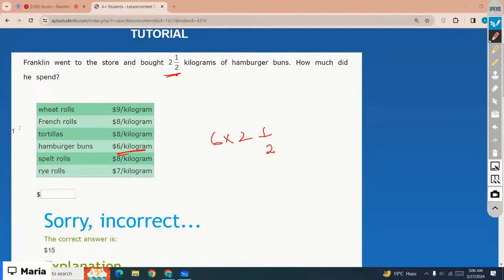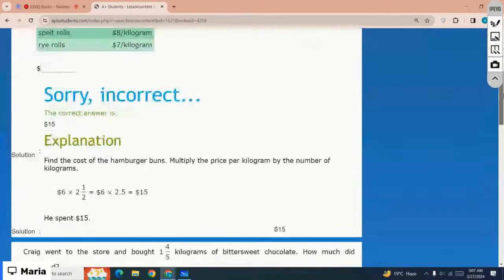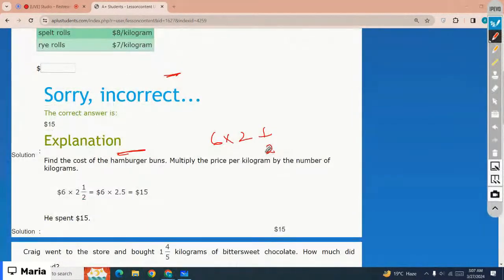So you have to convert 2 whole 1 by 2 to decimal form. Here it is 2 whole 1 by 2 means 2.5, right? So you just have to do 6 times 2.5. 2 and 1 by 2 means half, so you can write it as 6 times 2.5. When you multiply, the answer is $15. That means he spent $15, right? Let's just start with the practice questions.